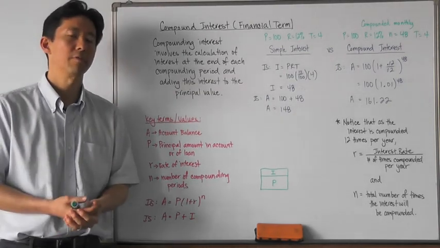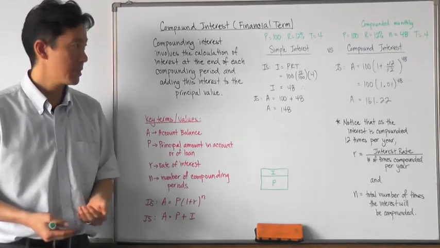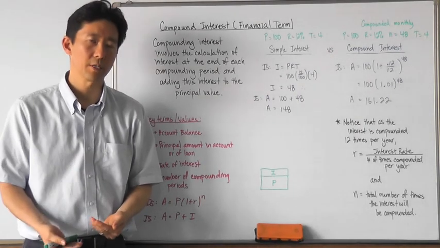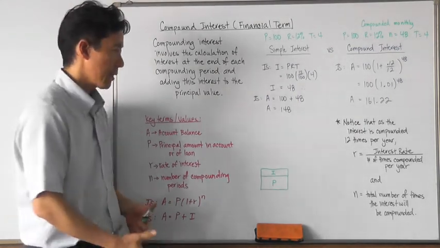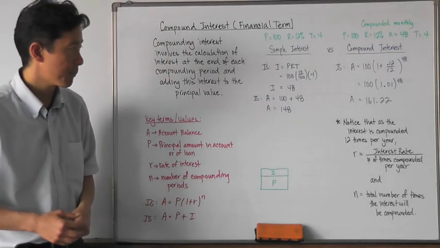When we talk about the number of compounding periods, what we're referring to is how many times, say in 4 years, you are going to calculate the interest, and how many times you are going to be adding interest to the principal that you have.